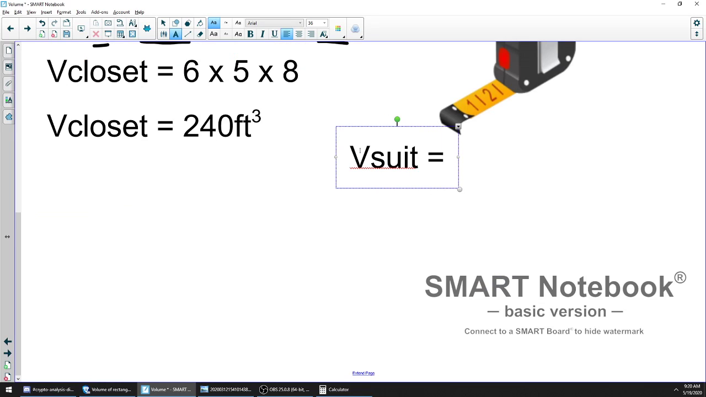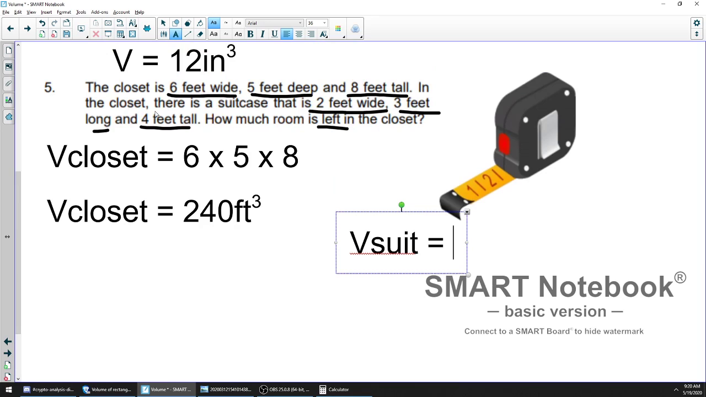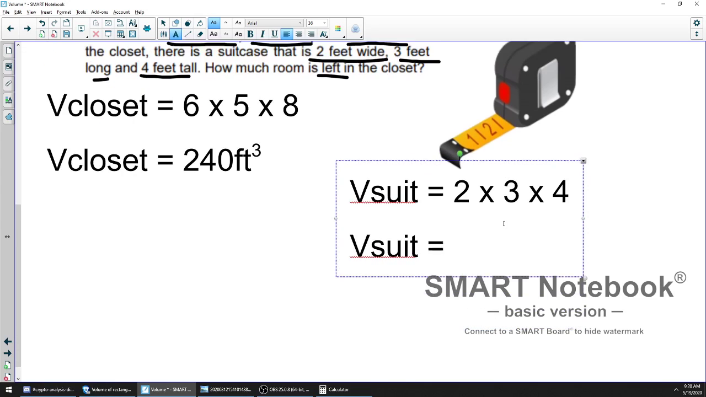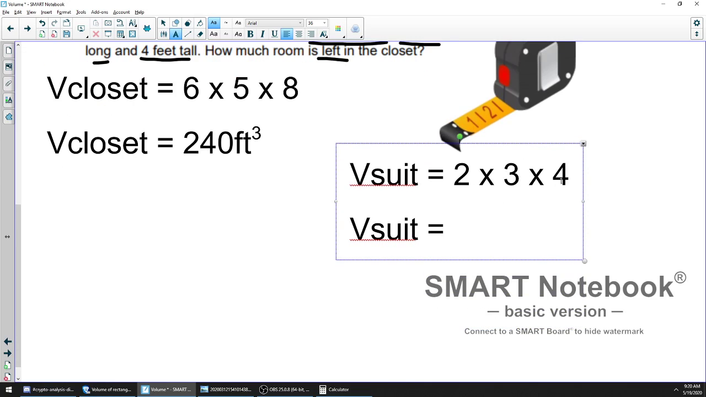I'll just put V suit. And how big is that suitcase? We figure out it's 2 feet wide, 3 feet long, and 4 feet tall. And if we multiply that out, 2 times 3 is 6, 6 times 4, 24 feet cubed.